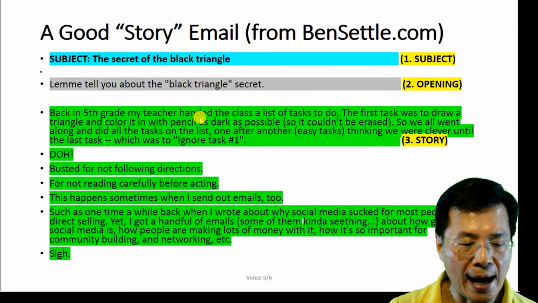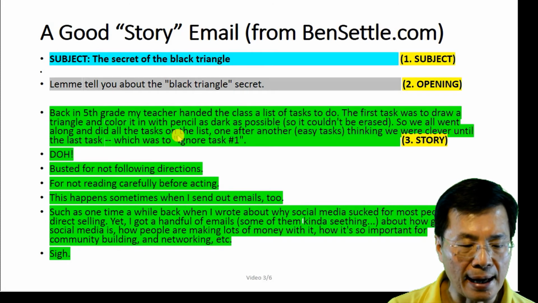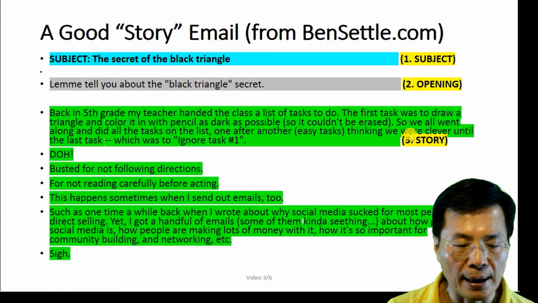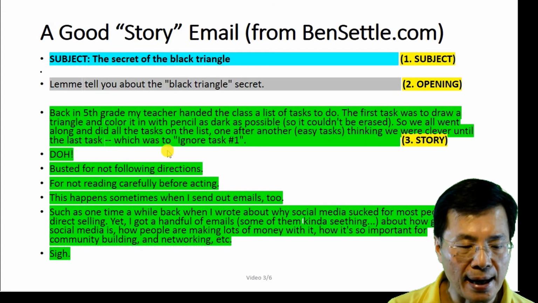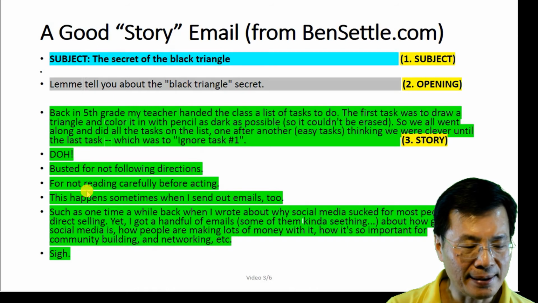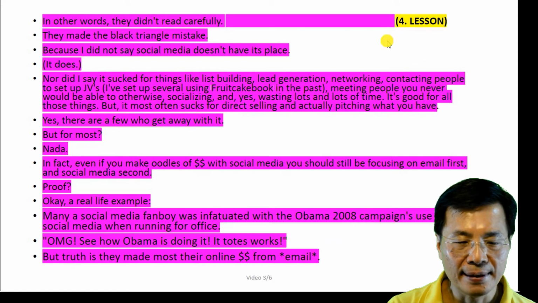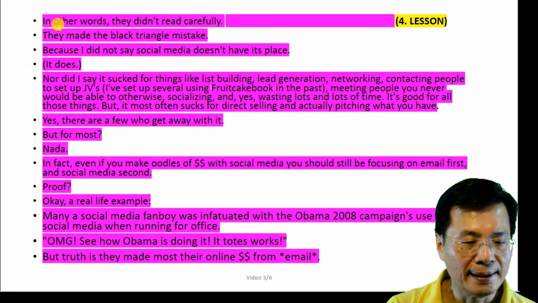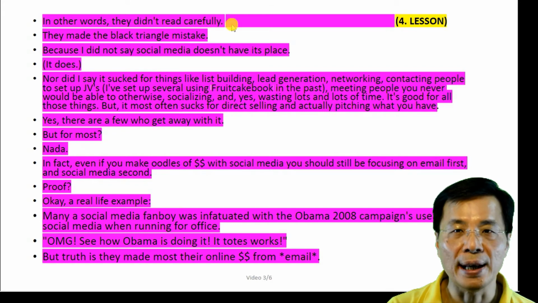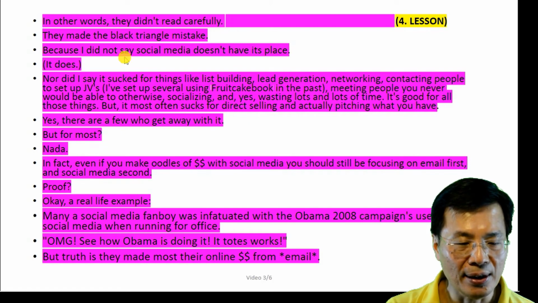"Back in grade 5, my teacher handed the class a list of tasks to do. The first task was to draw a triangle and color with pencil as dark as possible. So we all went along and did all the tasks on the list, one after another, thinking we were clever until the last task, which was to say, ignore task number 1." Oh, the rest, continue with the story. Next is the lesson. What is the lesson? The lesson is they didn't read carefully. They didn't follow the instruction carefully. That is the lesson. So it continues on with the lesson.